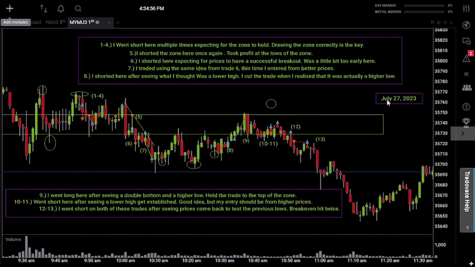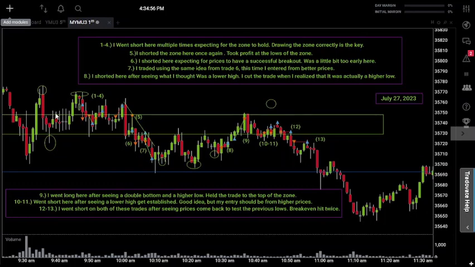This right here is from July 27th this year. So on trades 1 through 4, I went short right here multiple times expecting the zone to hold, but drawing the zone correctly is the key. Now, I say that because when I drew this zone, you can't see it, it's not on the screenshot, but if you look to the left, it was actually a consolidation area that I based this zone off of. But see, here's the only thing. The bodies for that consolidation area stopped where I drew the zone.